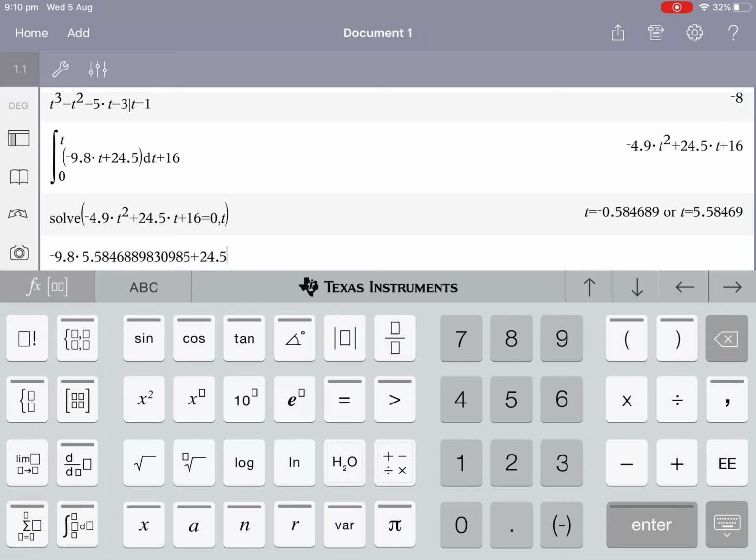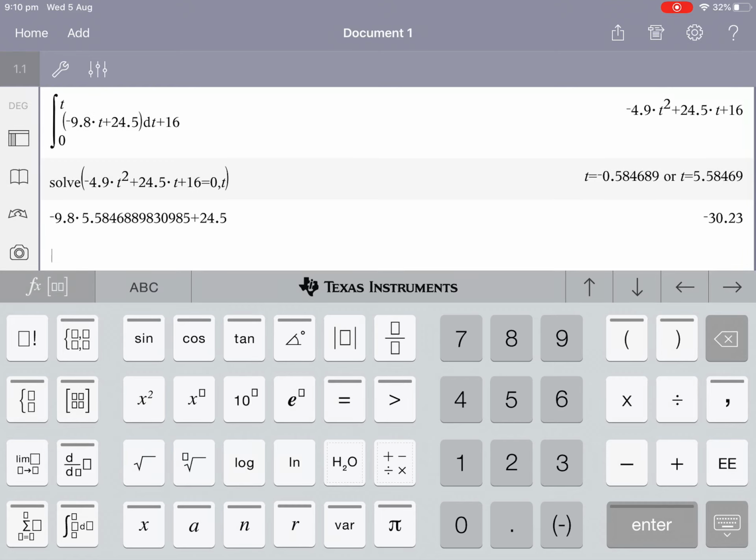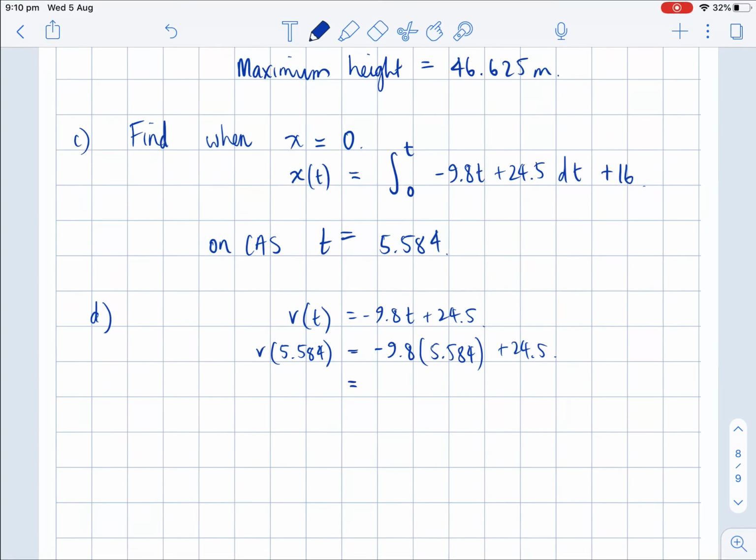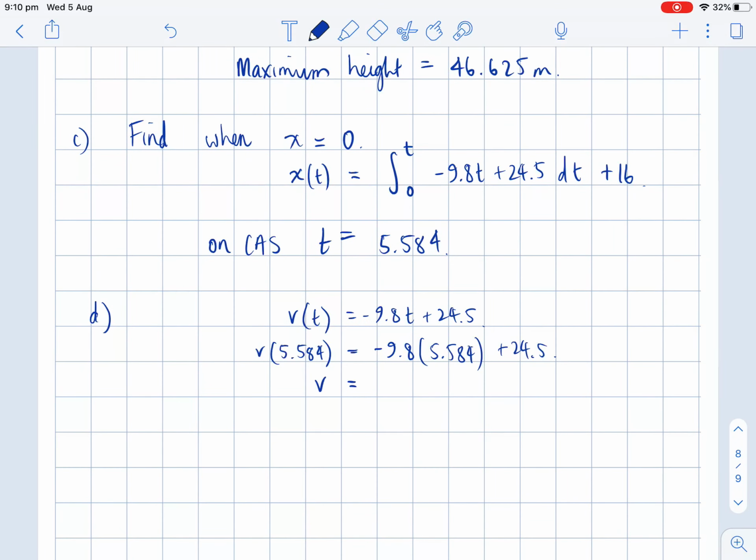Plus 24.5, so I'm using my calculator to keep the exact values, and I get approximately negative 30.23 meters per second. So V equals negative 30.23 meters per second, and because it was speed, I don't care that it's negative, so I actually need to make sure I convert that to a positive answer. And that's the end of the problem.